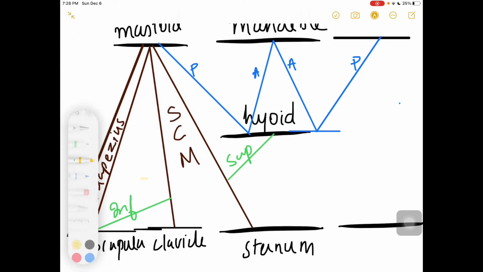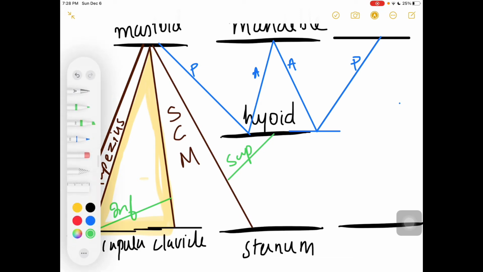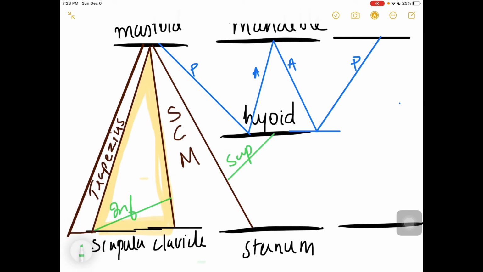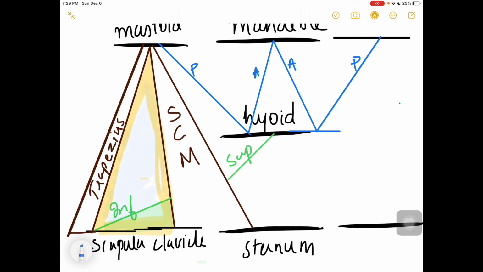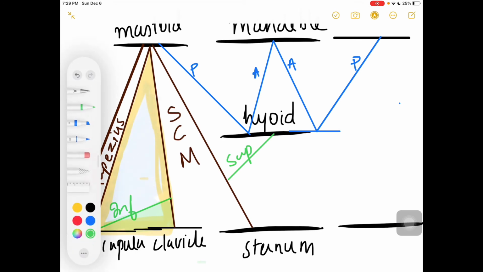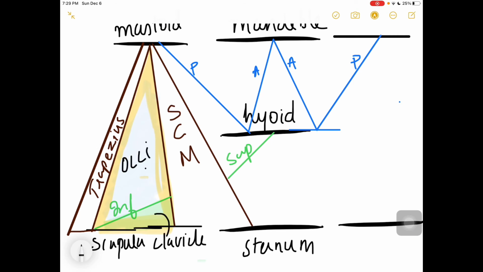So this is the posterior triangle. It is divided into two further triangles by the inferior belly of the omohyoid. The one above is the occipital triangle, and the one below, which is just above the clavicle, is called the supraclavicular triangle. The posterior triangle is bounded anteriorly by the sternocleidomastoid, posteriorly by the trapezius, and inferiorly by the scapula and clavicle.